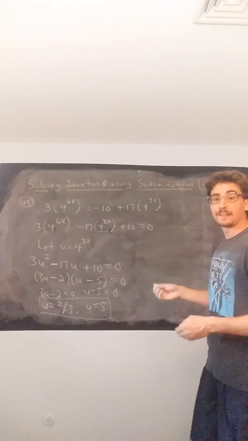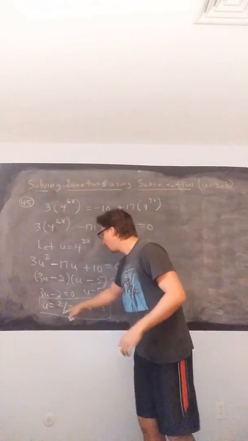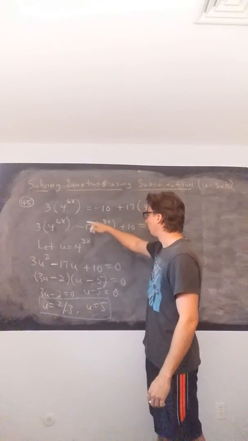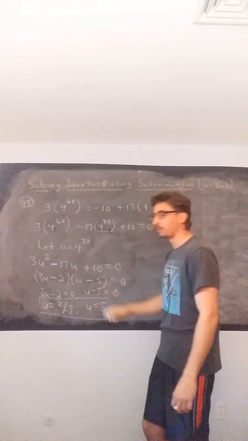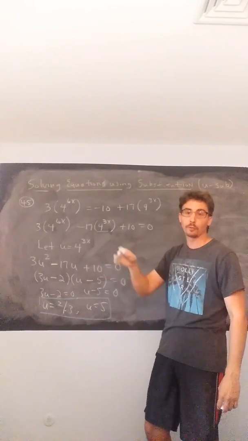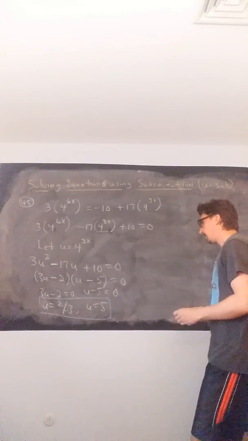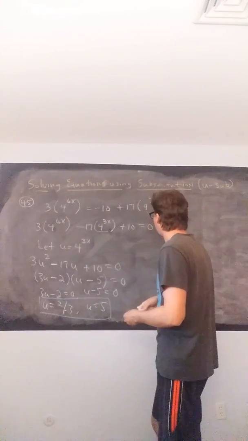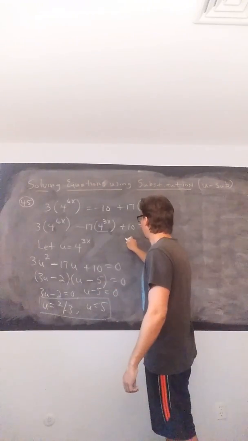And now, just like in the last problem, we got to go and see what these values are going to give us for x. Now remember, these types of things, one of them could work, both of them could work, neither of them could work. So, you know, the possibilities are there. So let's check out 2/3 first.